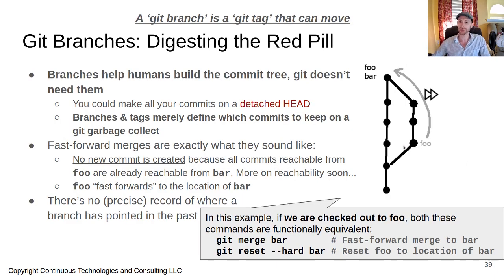So one thing that's interesting to note in this example with foo and bar, where foo fast forwards to bar, is that there's multiple ways to do the same thing in Git. So in this example, if we're checked out to foo, these commands are functionally equivalent. If we were to git merge bar, foo will fast forward to the location of bar, which is this commit. If instead we were to git reset --hard bar, we're basically telling Git, hey, I don't care where foo points now, reset it to make it point to bar, which would also take the pointer of foo and move it to bar.